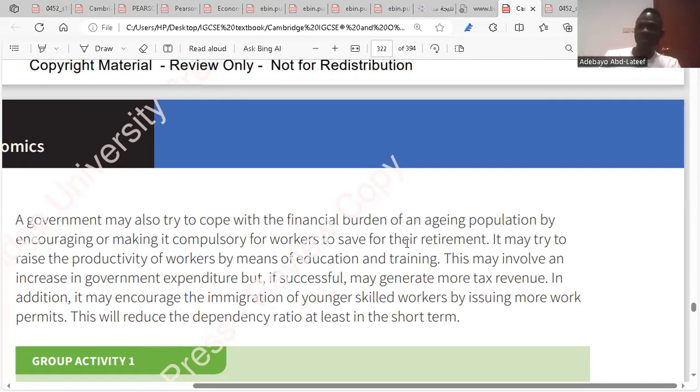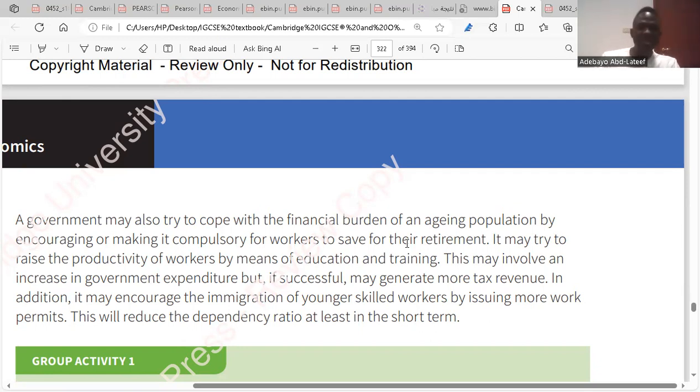It's not saving. It's contributing towards your retirement pension scheme. So you are contributing towards your own retirement. So maybe monthly, maybe you earn 5,000 in a month, then you start keeping maybe 300 monthly until you retire. You won't get it until you retire. Yes, yes. Okay.